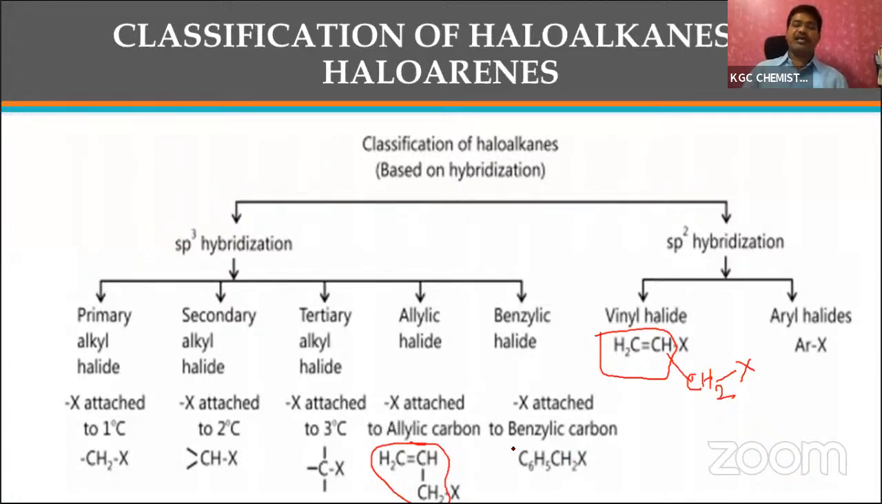And you know, this is going to be the benzylic halide. That means there will be a benzene ring, and adjacent to it there will be CH2. That's why it is called benzylic. Here it is going to be the aryl halide, where the halogen is attached directly to the benzene ring. Whereas here, between the benzene ring and halogen, there are some aliphatic carbon atoms. That is called the benzylic carbon, and this is called aryl.